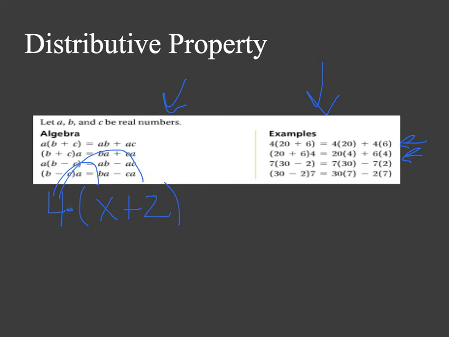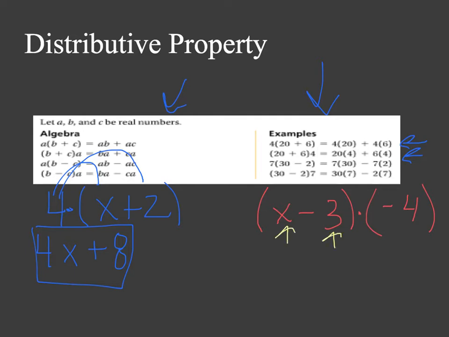So in this case, I would have 4 times x, which is 4x. And I would have 4 times 2, which is 8. So that becomes like so. That's one example of a distributive property. You could have also have x minus 3, and let's say we have a negative 4 back here. This is still being multiplied, and there's still 2 terms on the inside of this parenthesis. 1, 2. So you still have to distribute that inside.